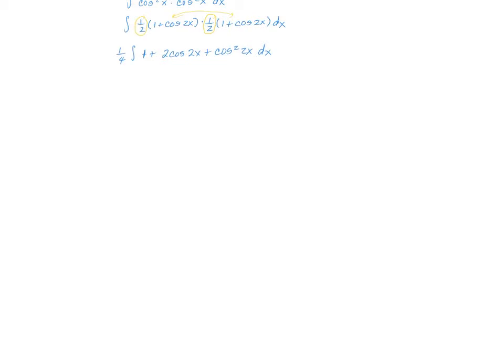And we shall keep going. I have a problem though. I know how to integrate the 1 and the 2 cosine 2x, but I still have this cosine squared 2x that I don't know what to do with. So I'm going to use that lowering power again. So it's 1/4 the integral of 1 plus 2 cosine of 2x plus 1/2 (1 plus cosine, and now remember we're doubling the argument. So here my argument is 2x, so it's going to be cosine of 4x) dx.